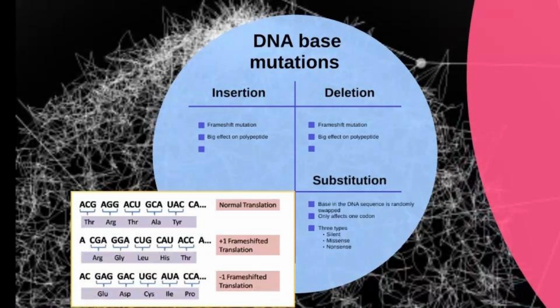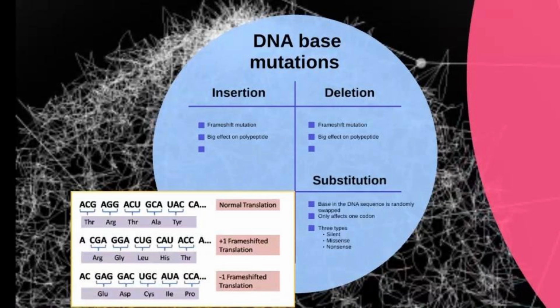But there are 3 specific types of substitution that we can have. So the first one is a silent mutation. And this is where one of the base pairs is changed, but it doesn't change what that codon codes for.